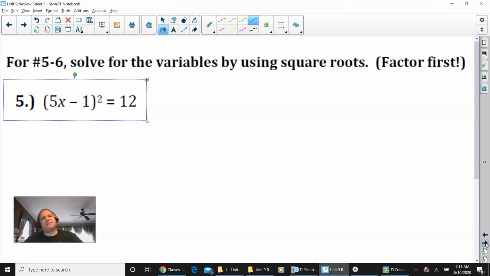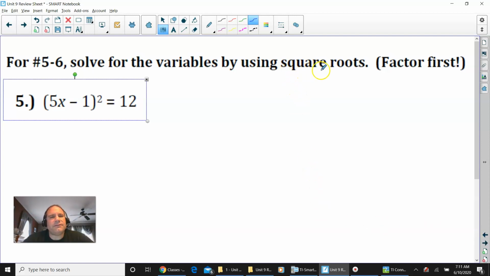So number 5 and 6, solve for the variables using the square root function. So the square root method. So factor first, remember, go through all of it and show your work. Remember, show your work. We'll do this one together, and then you guys could take number 6.